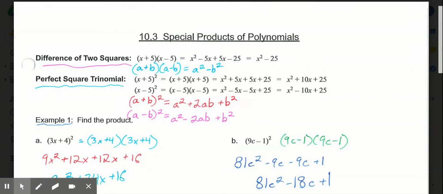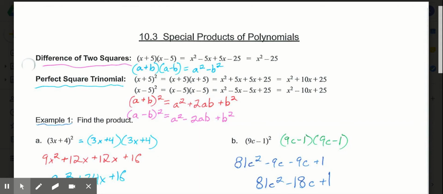Hello and welcome to our lesson about the special products of polynomials. So last lesson we looked at the FOIL approach to multiplying binomials and also the distributive property approach to multiplying binomials with trinomials. So now we are going to look at a couple special products of polynomials. There's more than just these two main examples, but these are the two most common that we will be looking at.